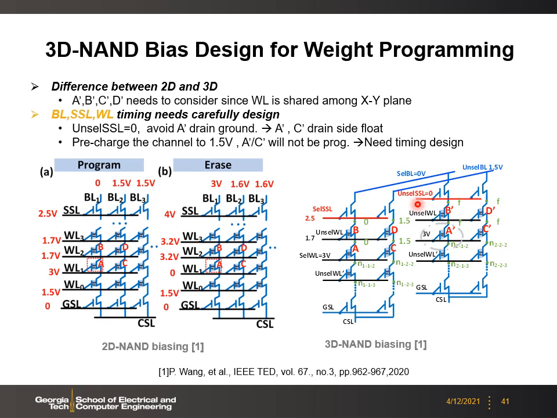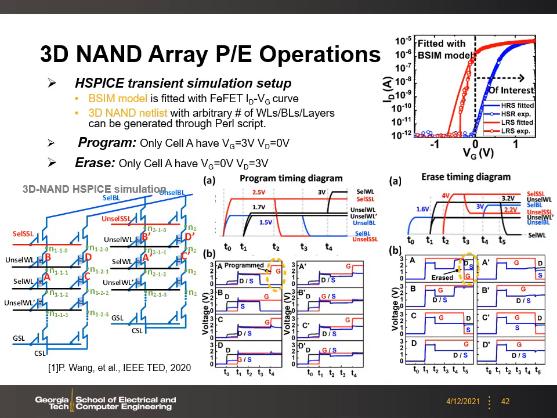So we have to first pre-charge the channel to the half bias voltage, and then we need to turn off the SSL after the pre-charge. To validate the proposed program erase scheme, here we use the fitted FeFET model in a 3D NAND netlist to perform the HSPICE transient simulation.